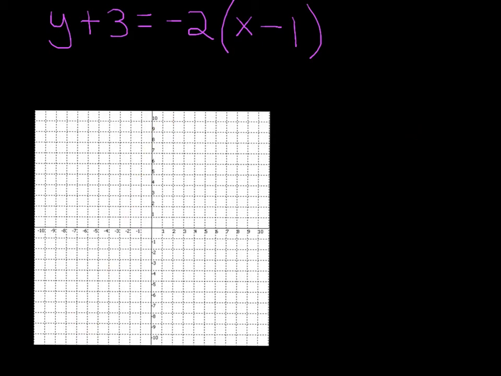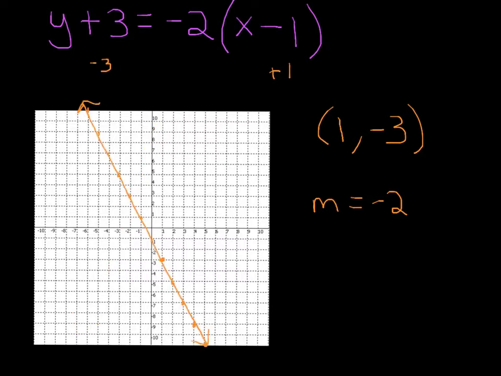Okay, I want you to try this one on your own. So go ahead, write it down, and think about how you would graph it. So x value, because it's minus 1, that means we have a positive 1. And then the y value, because it's plus 3, it means we have a negative 3. And then slope is negative 2.